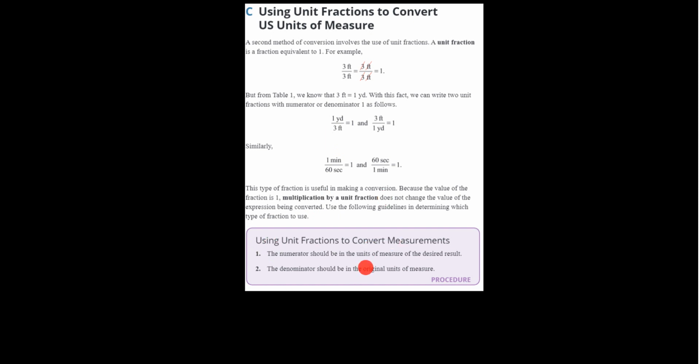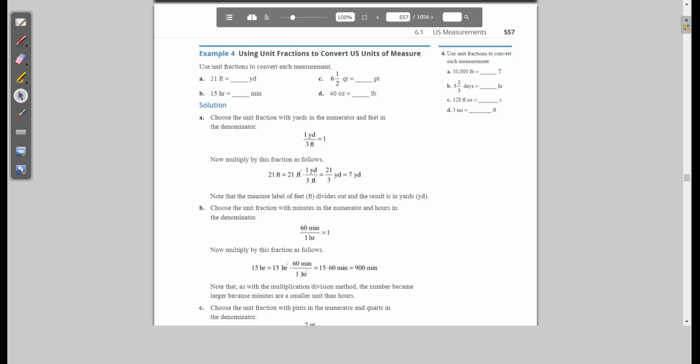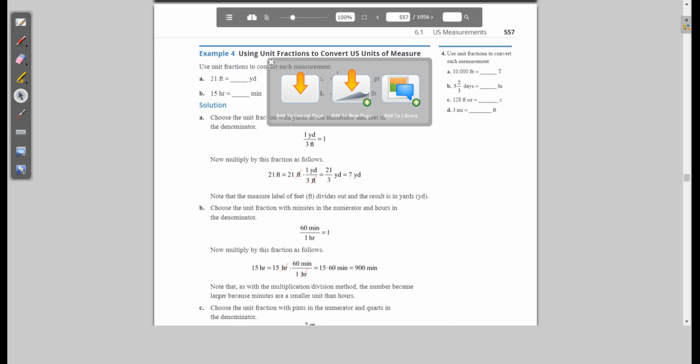For this, I think it's best if I just show you. So let's go ahead and look at example 4. This time we're not going to snip the solutions, so I can actually go through the process. All right, so example 4, for A, we see 21 feet is equal to how many yards?